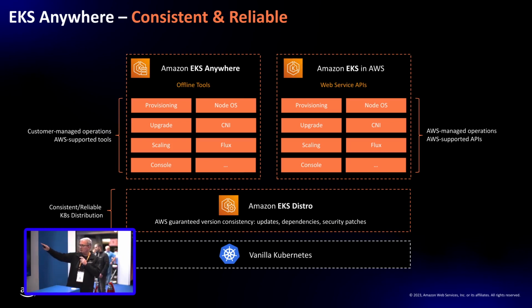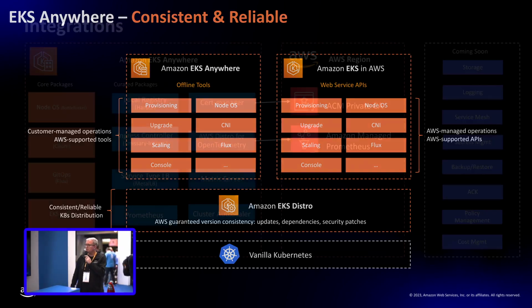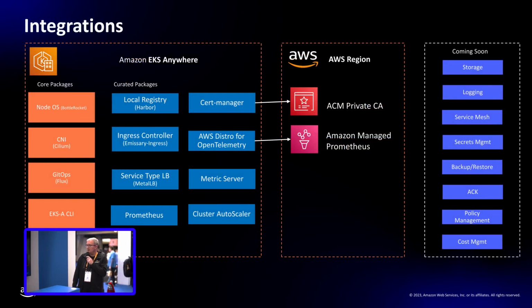But all of these things we've established the same level of support, but with different tools, because on-premises has different availability of things. And then EKS Distro, as I mentioned: both EKS in the cloud, our fully managed Kubernetes service, and EKS Anywhere, which is a customer-managed Kubernetes service, are all based on EKS Distro, which is itself, of course, based on vanilla Kubernetes. And then the integrations that I touched on a little bit for curated packages.